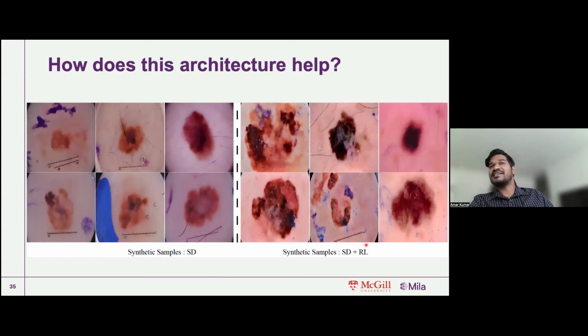How does this architecture help? This actually helps for disease diagnosis. In the context of numbers, we have shown in the paper, which is also available on arXiv, and I'll share these slides so you can take a look at these in detail if you're interested. But these architectures actually helped with the downstream classification of several of these diseases.